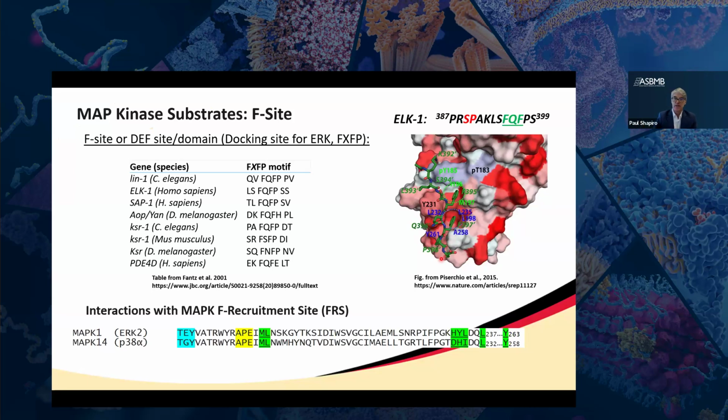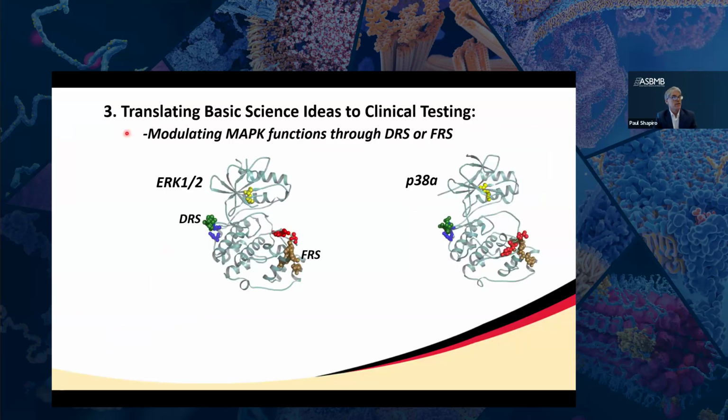So now we know a little bit about how kinases interact with substrates, not only through the residues surrounding the phosphorylation site, but also through these domains on the substrates that are involved in recognition by these recruitment sites on the MAP kinases. And so the last part of my talk, I'm just going to talk a little bit about how we've taken some of those ideas on how substrates and kinases can interact and translated them into clinical ideas, by modulating MAP kinase functions through targeting these D recruitment sites or these F recruitment sites.